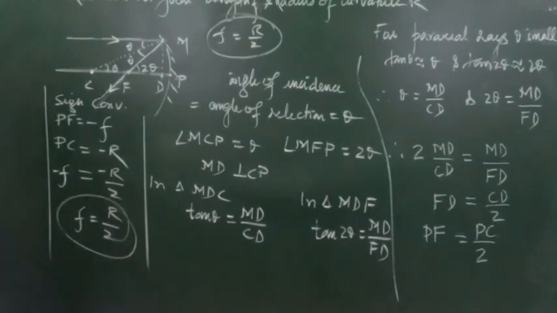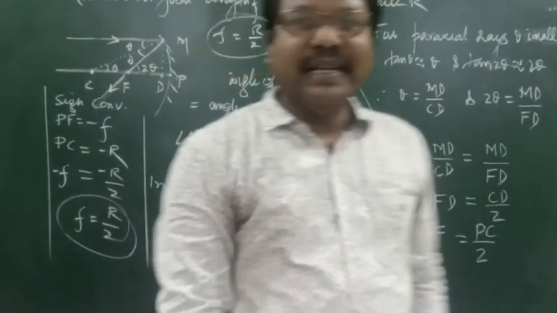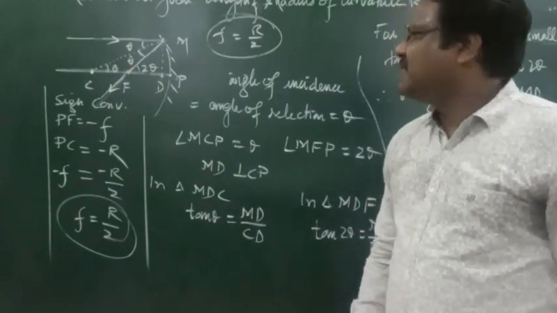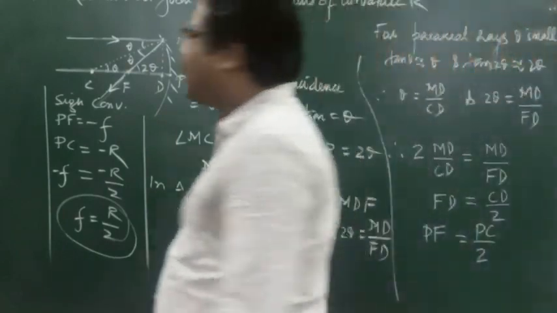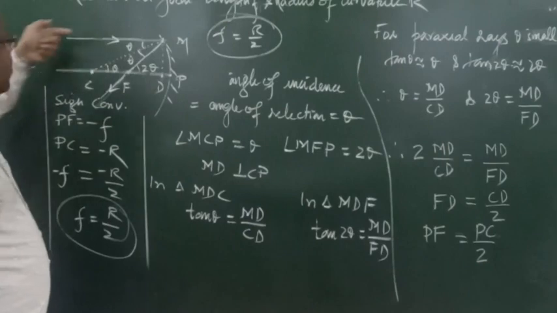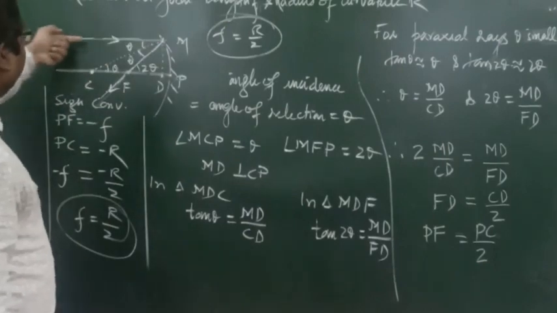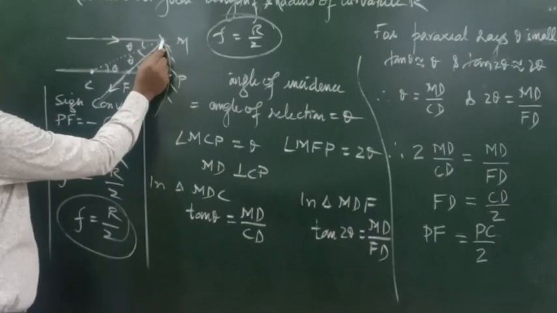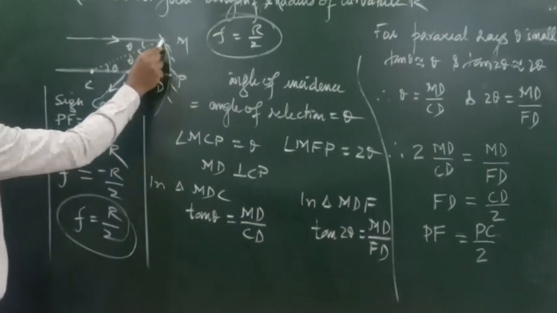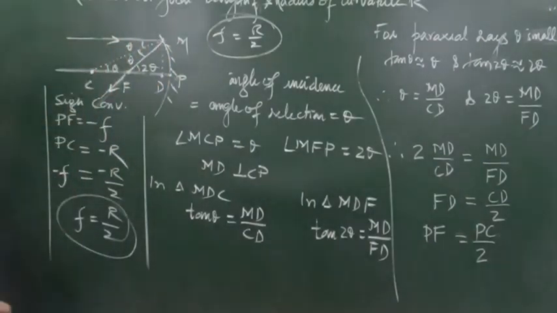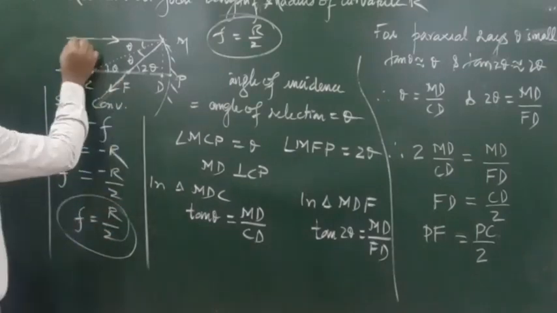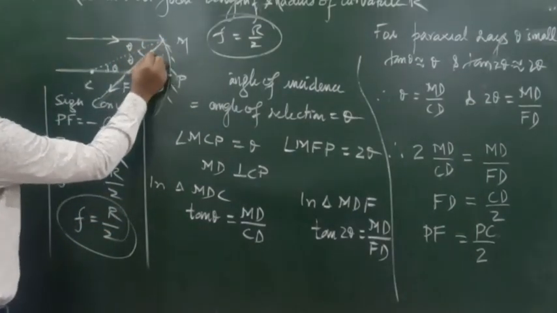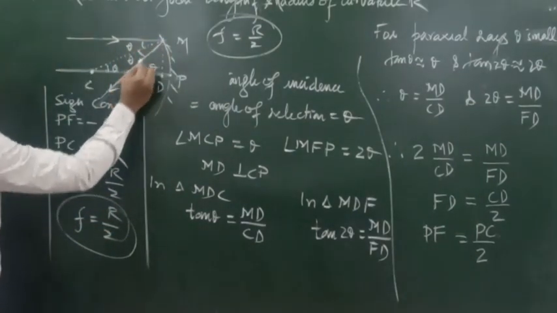So you got the relation. An easy job to obtain it. You can very easily obtain it. Again, repeating what you have taken there: an incident ray, incident on a mirror at the point M. M is the point of incidence. And when the ray is incident parallel, it will be reflected through the focus.